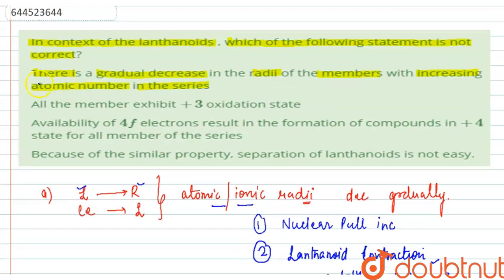Having said that, I can say that this particular statement is the correct one, which means that this will be an incorrect option. So this one is the incorrect option for us.